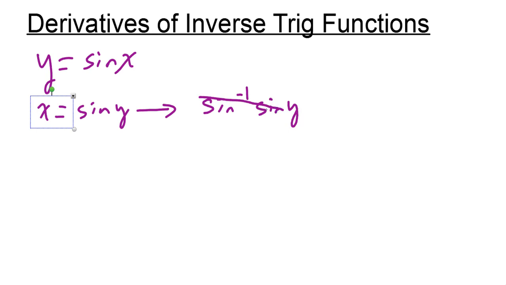Basically, they're opposites, they're inverses, so they cancel. But if I took the sine inverse of the left, wouldn't I have to take the sine inverse of the right? Or vice versa? So if I wanted to get this y alone, I'm going to take the sine inverse of both sides.